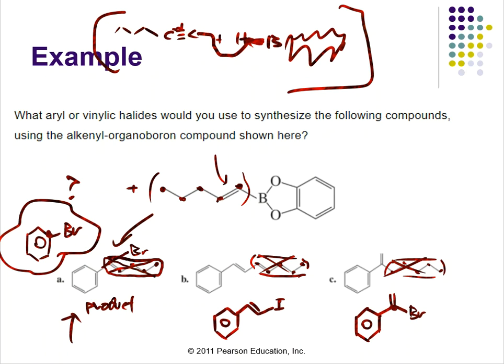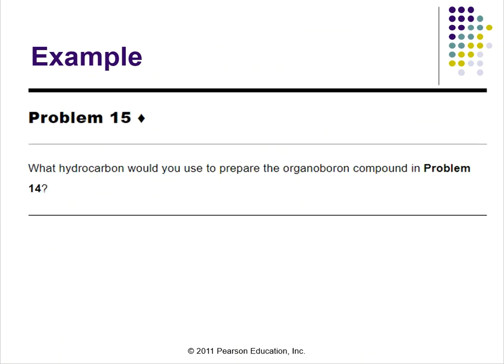So yes, this is perfectly okay for the Suzuki. All right, so there's a different type of question. It relates reactions and Suzuki and the requirements. Now, this next question is going to say, what hydrocarbon would you use to prepare the organoboron compound in problem number 14? All right, so just so I don't have to flip the slide, I'm going to draw it right here.